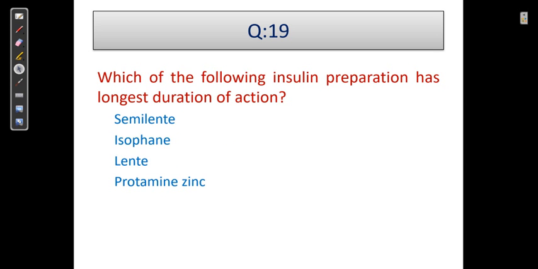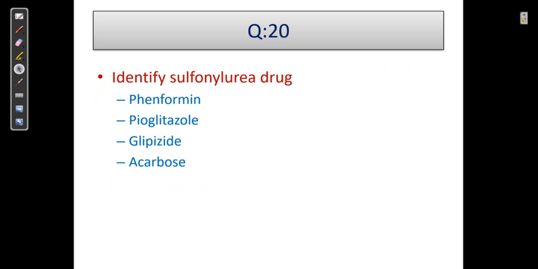Which of the following insulin preparations has the longest duration of action? Semilente, Isophane, Lente, Protamine zinc. So the correct one is protamine zinc. Identify the sulfonylurea drug. Phenformin, pioglitazone, glipizide, acarbose. The perfect one is glipizide.